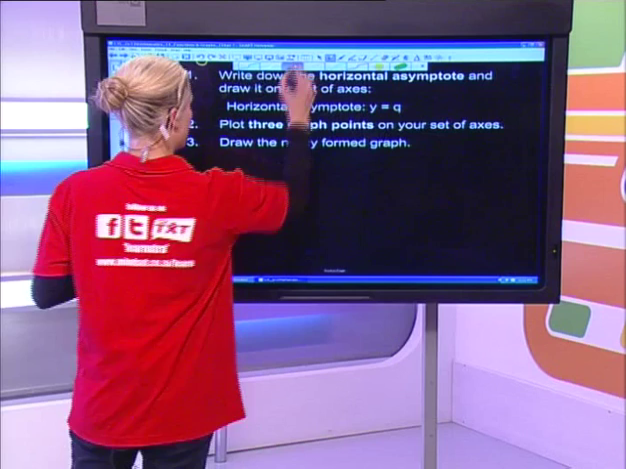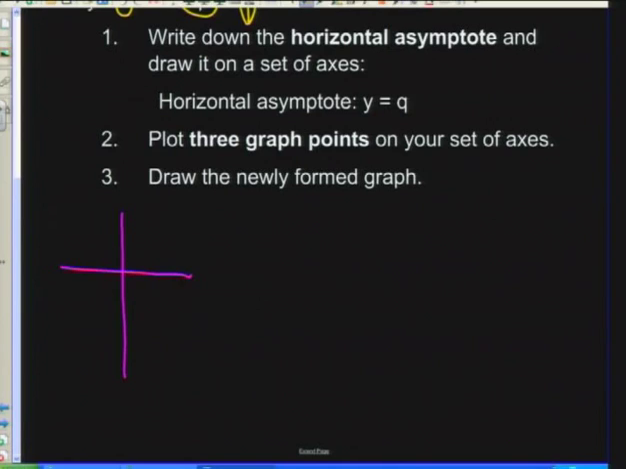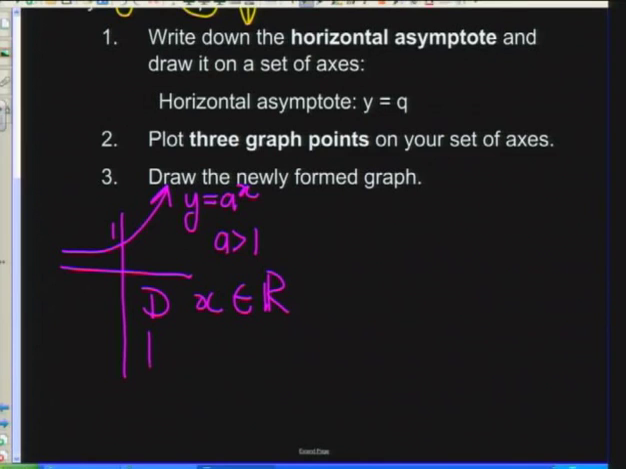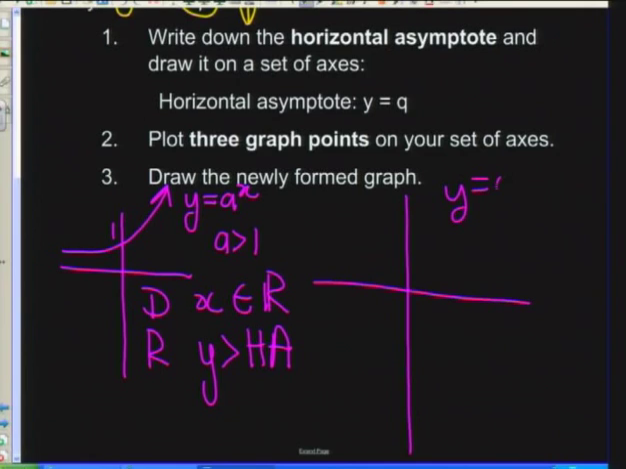I'm going to do the other one as well, so I'm just going to make a quick summary. We'll say this is y is a to the x, where a is greater than 1. There's my y-intercept at 1, and my domain is x, an element of the real numbers. And my range is y greater than, I'm going to put HA for horizontal asymptote, but in this case it's 0.